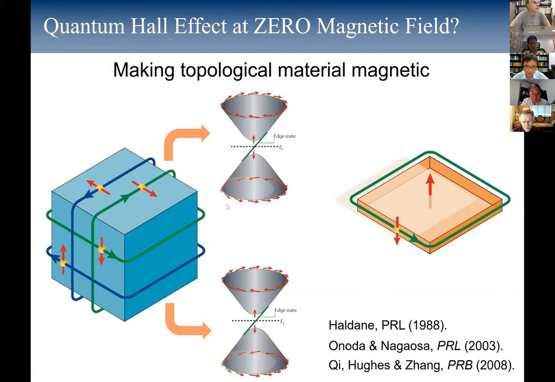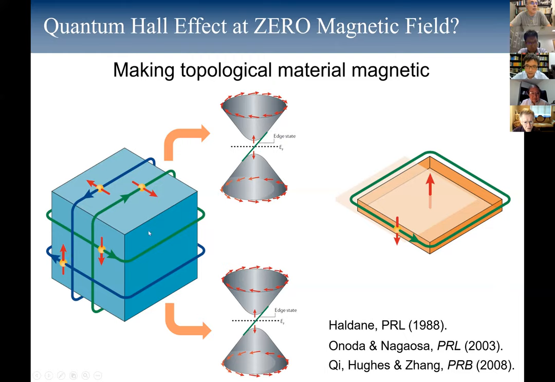The recipe starts like this. First you start with a three-dimensional topological insulator. The three-dimensional topological insulator has a gapless mode on all six faces. Next you make it magnetic. You break the time reversal symmetry, and the magnetization will induce an exchange gap at the top and bottom surfaces, which makes them insulating. So now the top and bottom surfaces are insulating, but the edge is still conducting.